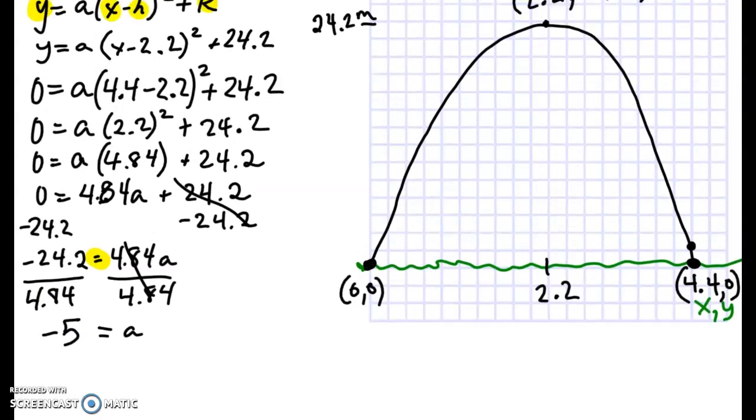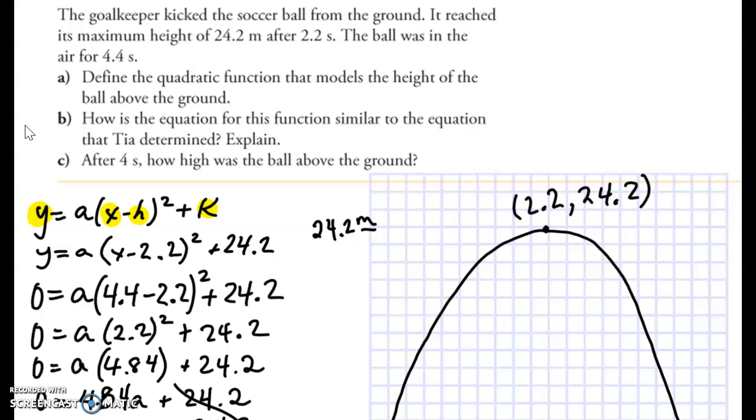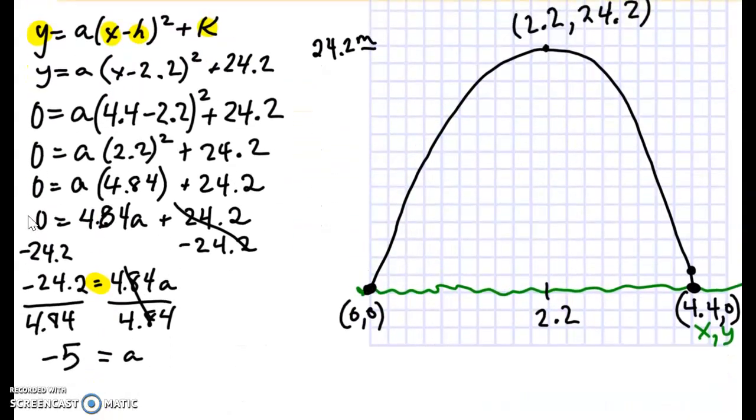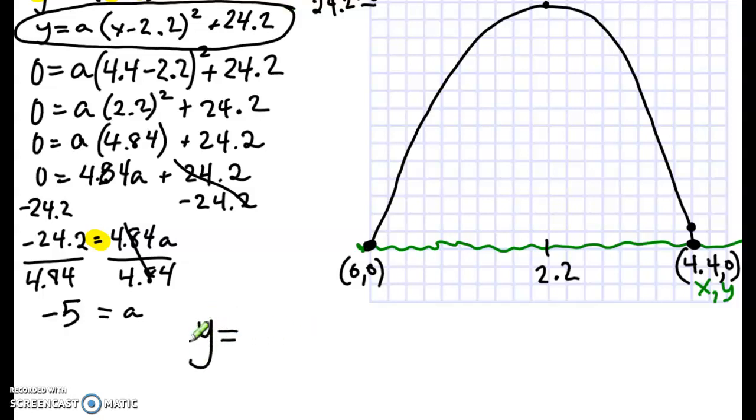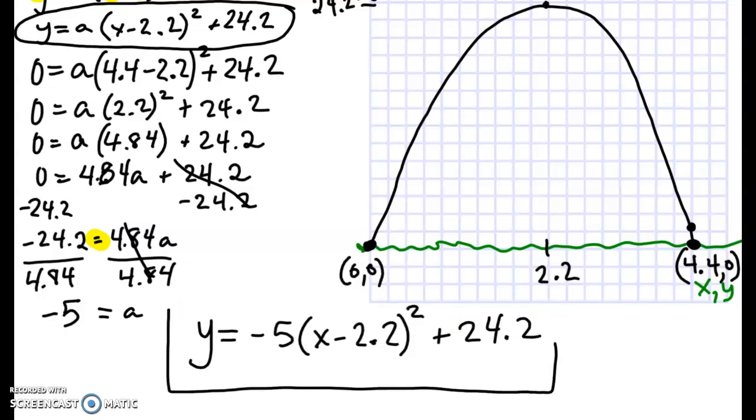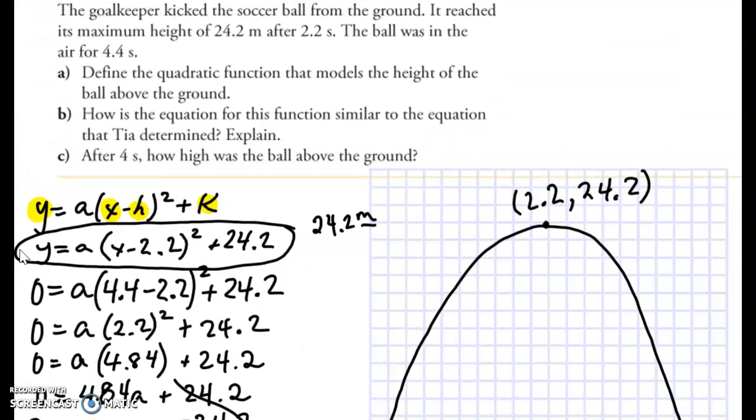Okay, so now let's write this final equation. Right here. And we're going to put the a in that we found. So y is equal to, again, you could have written f of x is equal to, negative 5 times (x minus 2.2) squared, that was the x coordinate of the vertex, plus 24.2, the y coordinate. Shazam. That is the equation that you could write of the path of the soccer ball. Well done. Okay, let's look up and see if there were more questions here.